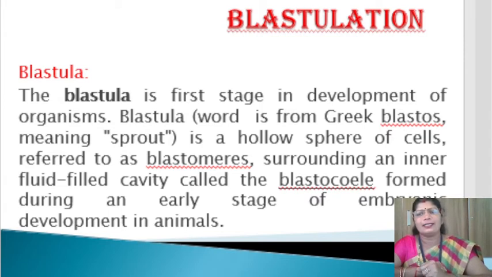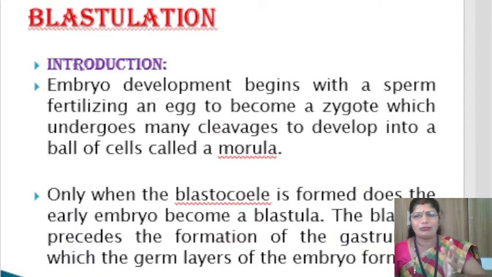Blastula is a Greek word. Blastos means sprout. It is a hollow sphere of cells. Those cells are called blastomeres. The blastomeres surround a central cavity. The cavity is filled with fluid, and this cavity is called the blastocyst. Blastula will be formed during the early stage of development, and if we compare different organisms, it will be different.